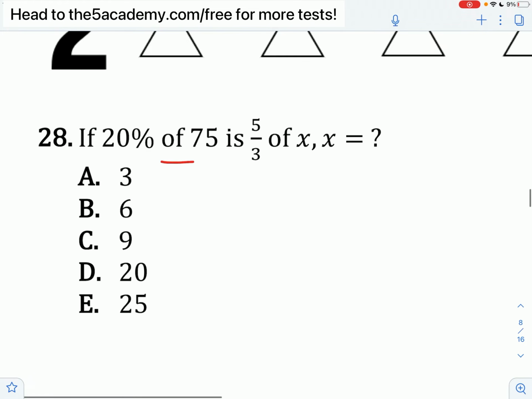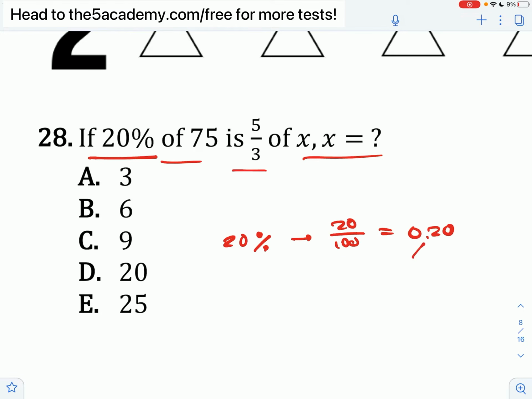If 20% of this number is 5 over 3 of x, x is what? So 20% of 75, how do you express this? How do you express this whole thing mathematically? The way that you do that is you start by taking it bit by bit. So 20% of 75, the way you express that mathematically is you rewrite the 20% as a decimal by just dividing it by 100. So the decimal equivalent of 20% is 0.2, okay? Then I multiply that 0.2 by 75, and then it says that this is 5/3 of x.